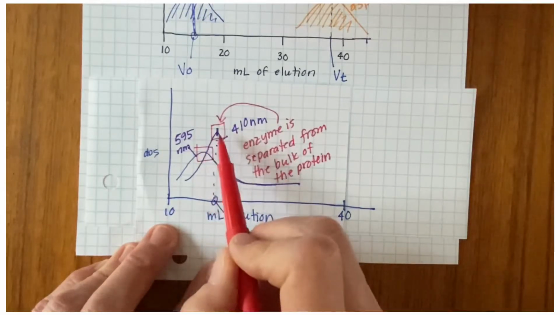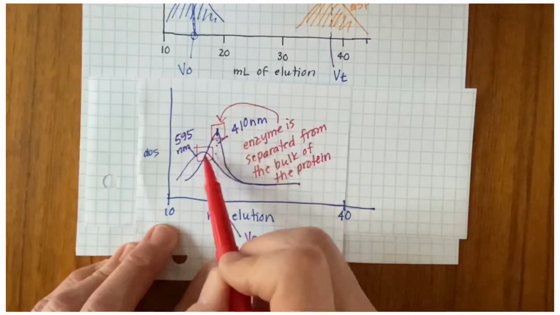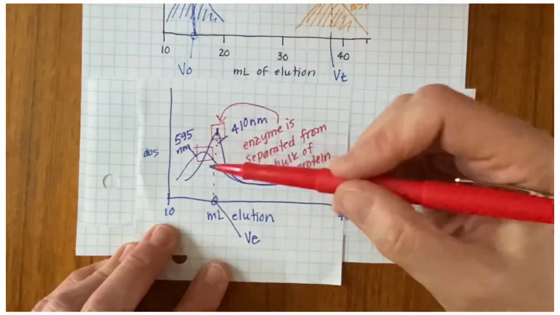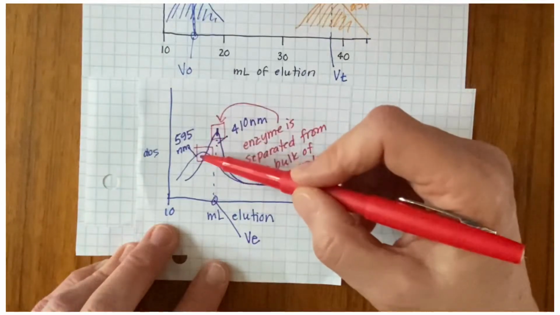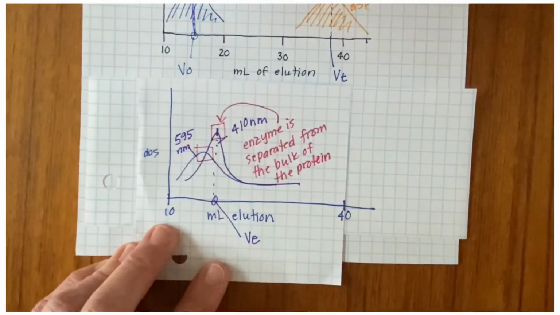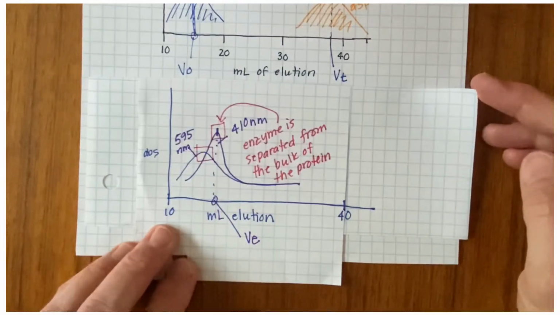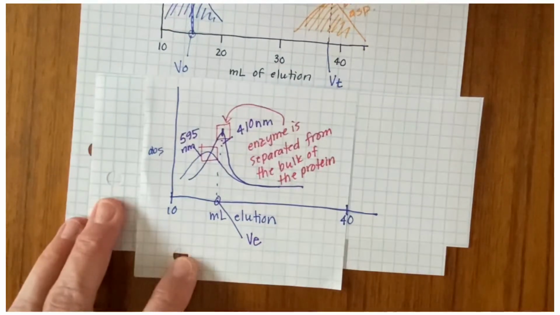It means the column was successful at separating the enzyme from most of the rest of the protein. There's obviously still a lot of protein in with the enzyme, but the bulk of it has been separated out. So the column was successful in this experiment. Okay, let's go ahead and do the K average equation.